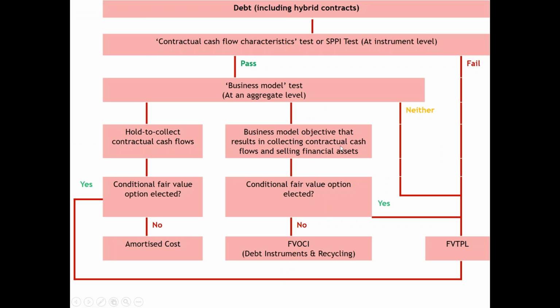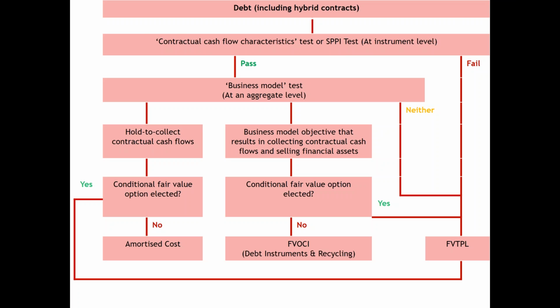Then if we look at debt instruments, and this includes hybrid contracts, your first test is, do we have this trade receivable as an example, or this loan receivable? Is the whole purpose to collect contractual cash flows, or solely for the purposes of principal and interest? It's the same test, different names. We do it at an instrument level. If you fail that test, you go to fair value through profit and loss immediately. If you pass that test and say, listen, all I'm interested in is principal and interest, that's it.